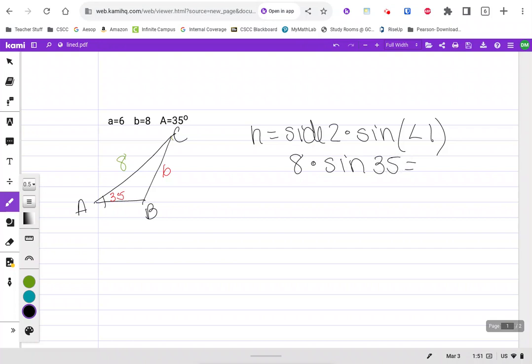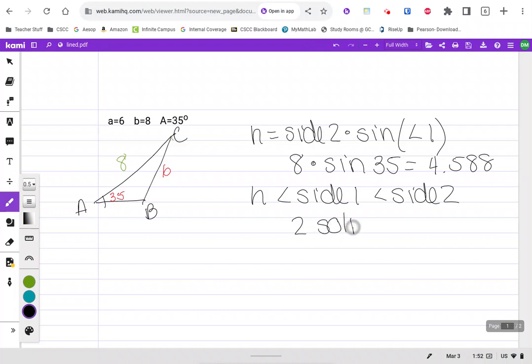So this gives me a length of 4.588. So I've got my height, I've got side 1, and then I've got side 2. If you remember that little sticky note I gave you, this is when we have 2 potential solutions.